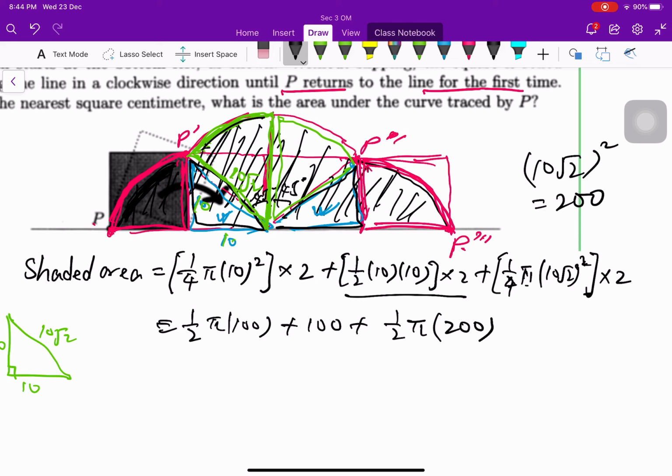Okay, then can you see this part here? What do you get here now? Can you see that this part here you get 100? Okay, let me check the answer.